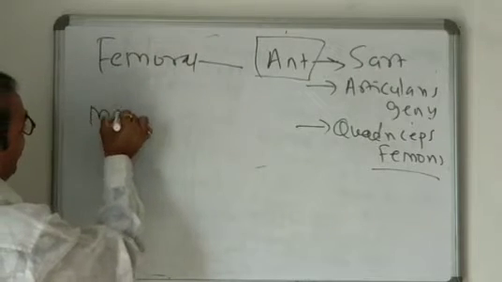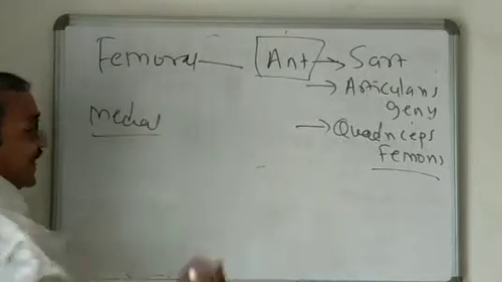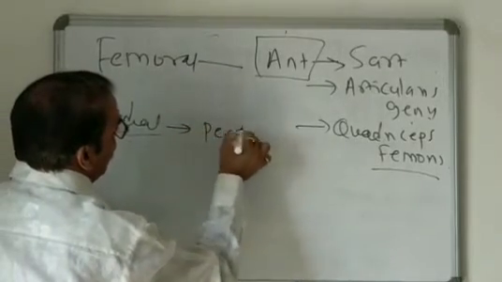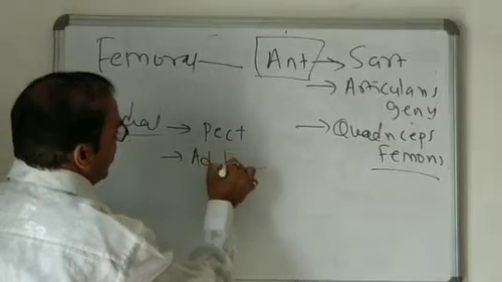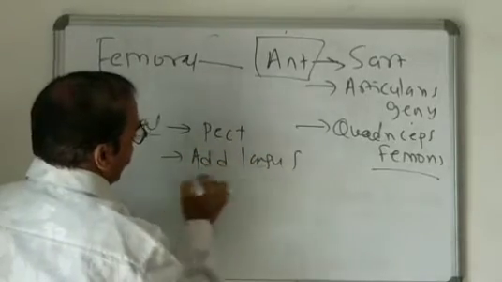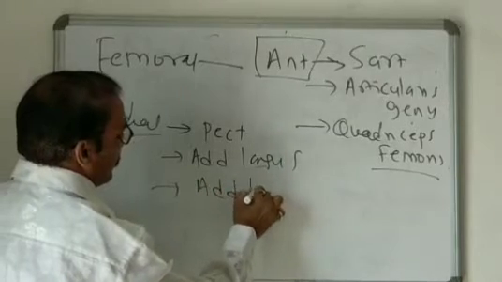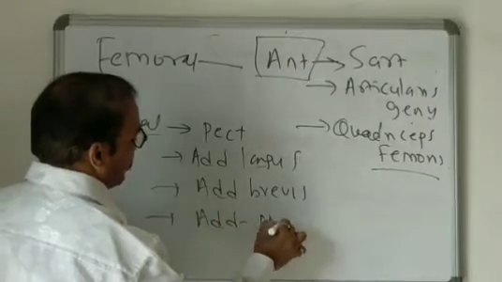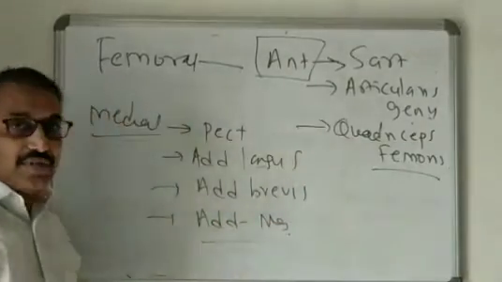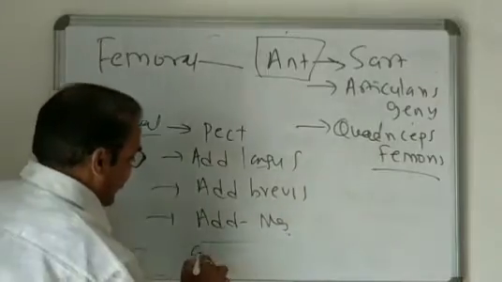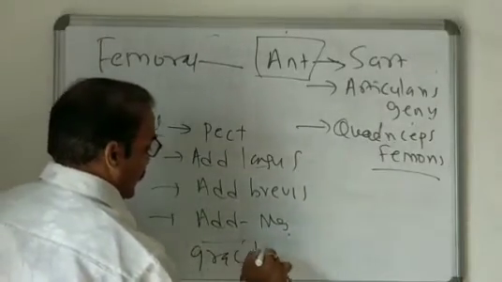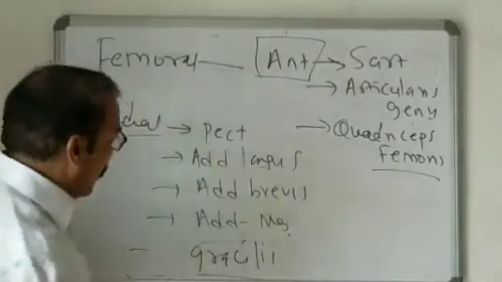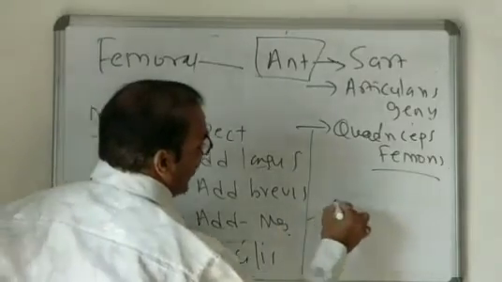Then the medial compartment of the thigh is the adductor compartment. In this group the muscles present are the pectineus, then the adductor longus, then the adductor brevis, then the adductor magnus. So these are the muscles present. Again, the gracilis muscle is also called the muscle which is the custodian of virginity. All these muscles are supplied by the obturator nerve.